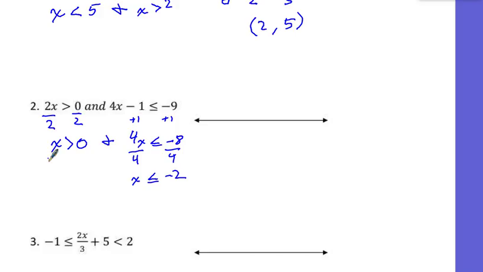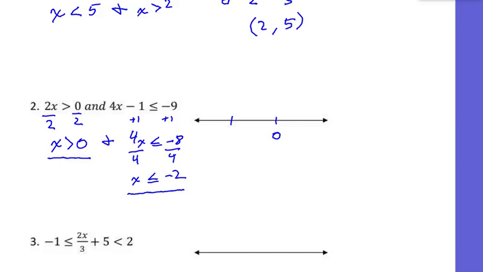And we now have to graph x is greater than 0 and x is less than or equal to negative 2. So we will go ahead and take a look. 0 is a critical point and one that we're going to actually put over here.